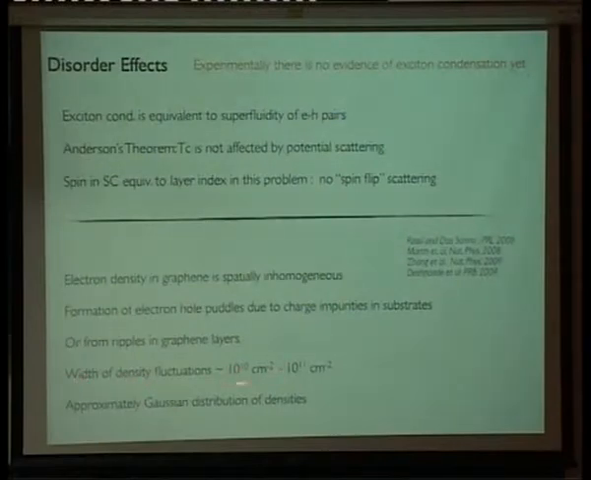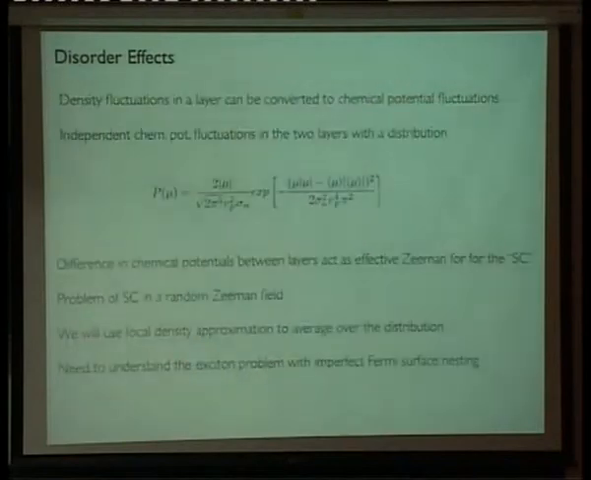Now, the width of the density fluctuations is not small. This is 10 to the power 10 or 10 to the power 11 per centimeter square, and they have an approximately Gaussian distribution of densities. One way to take care of density fluctuations in a layer is to convert them into a chemical potential fluctuation. So we look at independent chemical potential fluctuations in the two layers with some Gaussian distribution. The sigma n is the width of the density profile, basically.